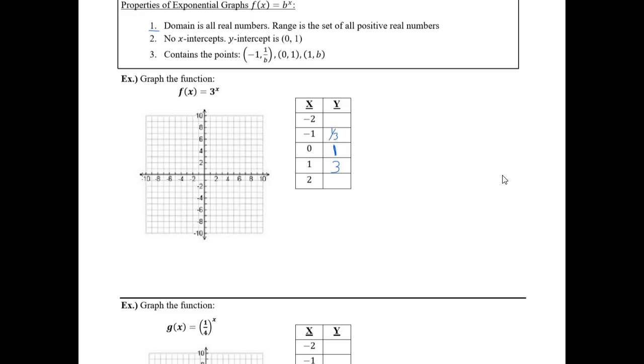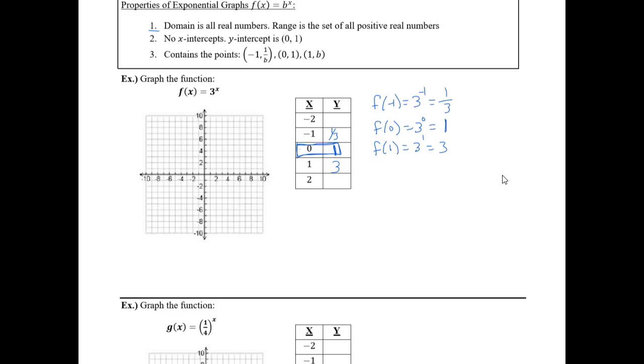But again, if you're not comfortable memorizing those, you could always plug it in. So f(-1) would be 3 to the negative 1 power, and negative 1 takes the reciprocal. And that's why it becomes 1/3. Same with f(0). 3 to the 0 power, anything to the 0 power is 1. That's why this will always be the y-intercept when it's in that form, f(x) = b^x, because anything to the 0 power is going to be 1. And then, of course, f(1), anything to the first power is itself. So that's why those 3 points are the way they are.